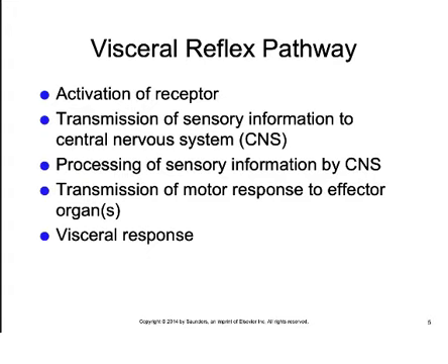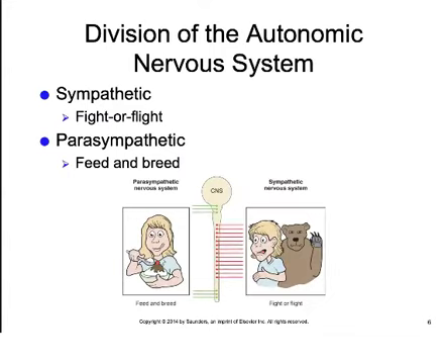Divisions of the autonomic nervous system include the sympathetic and the parasympathetic. The sympathetic is designed for emergency situations, and the parasympathetic is designed for fuel storage and waste elimination. Okay, so we give them the nicknames fight or flight and rest and digest.